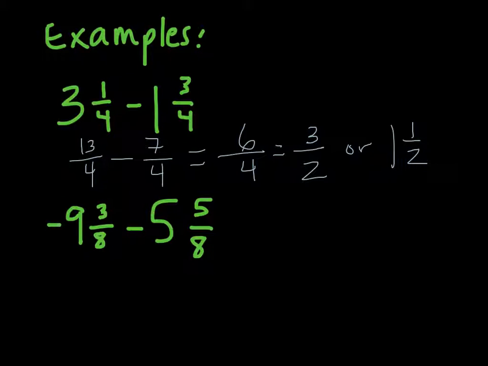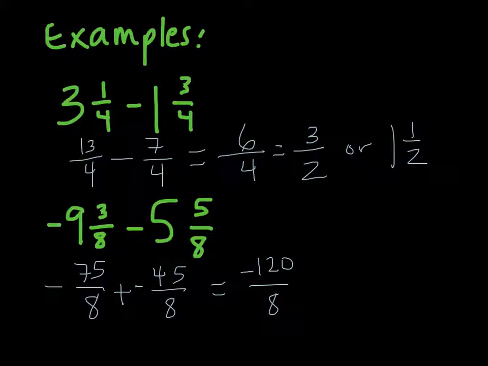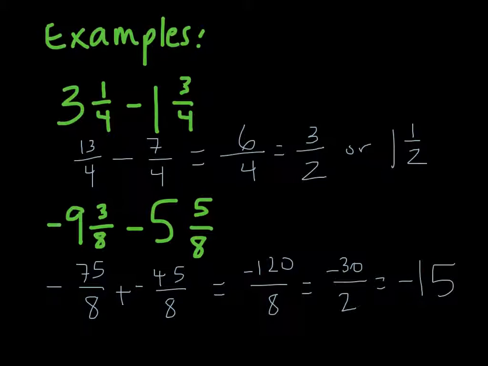All right, negative 9 and 3/8 minus 5 and 5/8. First thing, change to improper. So I have negative 75 over 8 minus 45 over 8. And I can think about it as negative 75 plus negative 45, which is negative 120 over 8. And then I see that I can divide them both by 4, and I can get negative 30 over 2. I can divide them by 2 again, and I get negative 15.